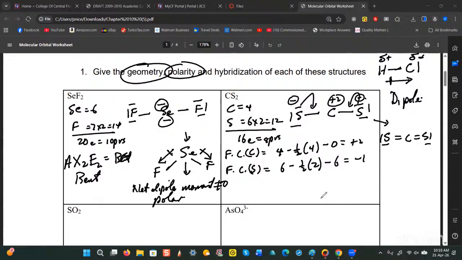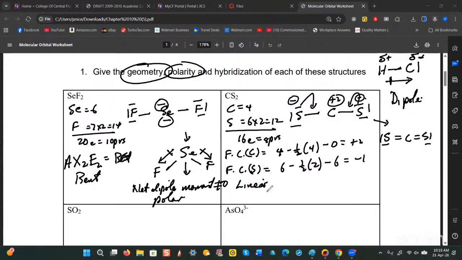So how do we determine the geometry? What do you think the shape of this molecule is? Here we have a situation where we have the central carbon atom bonded to 2 other atoms, right? And there are no lone pairs on the central atom. So linear is the shape.